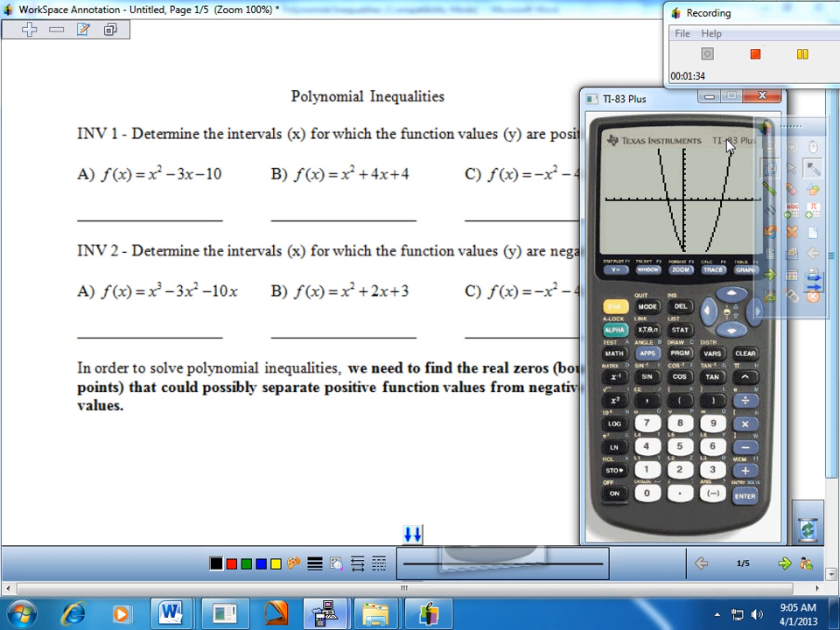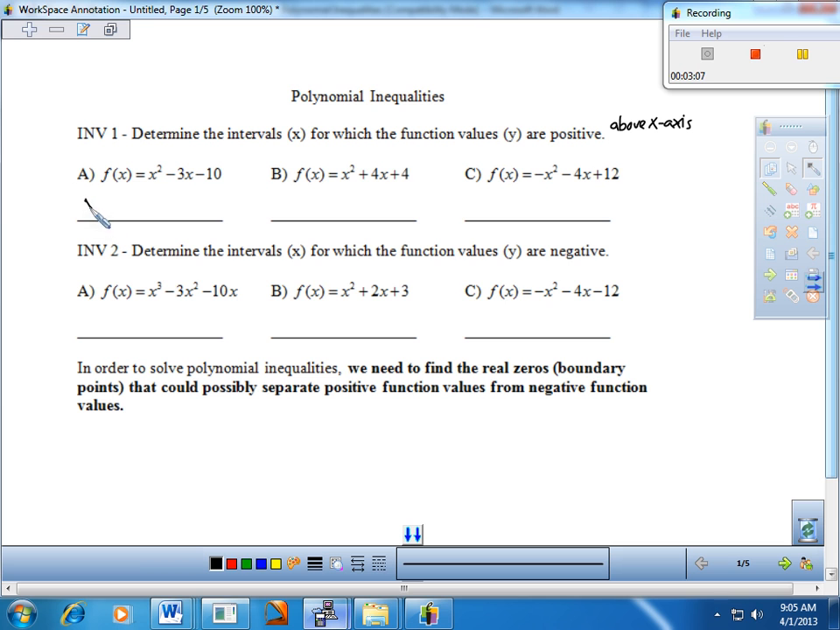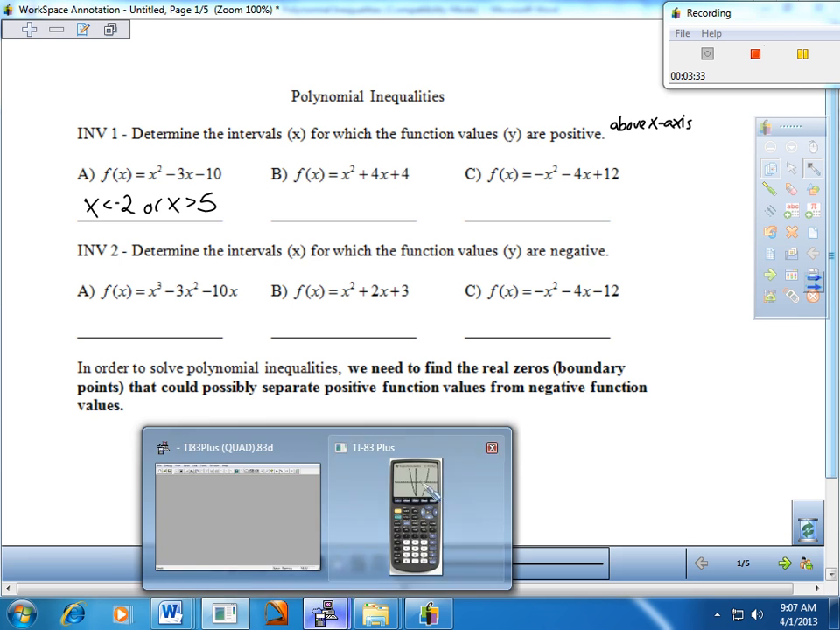So how do we want to express that mathematically? Well, our x values to the left of -2 means our x values are less than -2, or anywhere to the right of positive 5. Hopefully you've had quite a bit of experience writing inequalities. We'll be doing a lot. This is what's called a compound inequality, using the word or to represent two separate intervals. Hope that makes pretty good sense. Let's go ahead and get this next one.